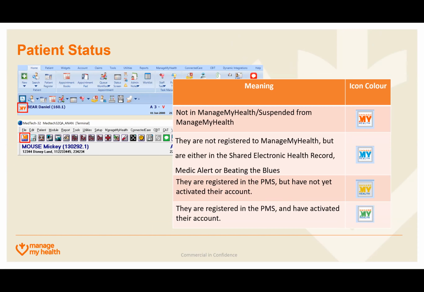Blue means that they're not registered to ManageMyHealth, but they might be registered to MedicAlert or Beating the Blues or in the shared electronic health record. So we still treat that like an orange. They do need to be talked to about the portal. Yellow means that they've registered at some point, but they've not activated their account yet. For these ones, you can prompt them to activate, or you might want to resend the activation email to them. And green is what we're aiming for: registered, active, using the features that you've enabled for your clinic. So that's what we're wanting to see.